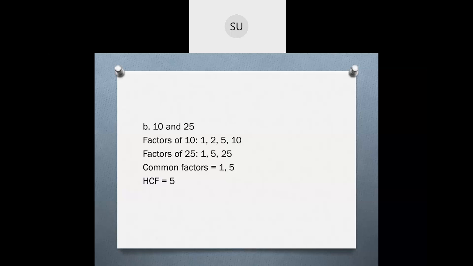And what is the highest common factor here? It is the largest among 1 and 5, which is 5. So HCF is 5. Okay, HCF of 10 and 25 is 5. Then copy this and we can do the C1.